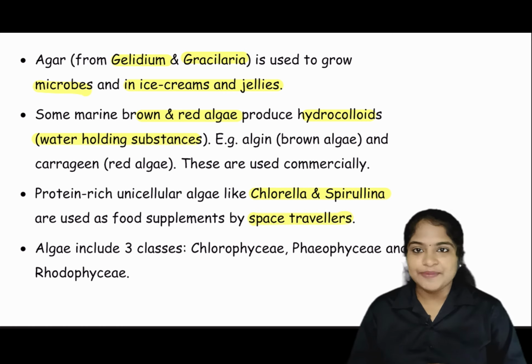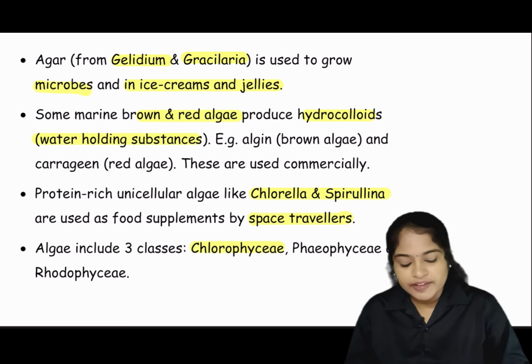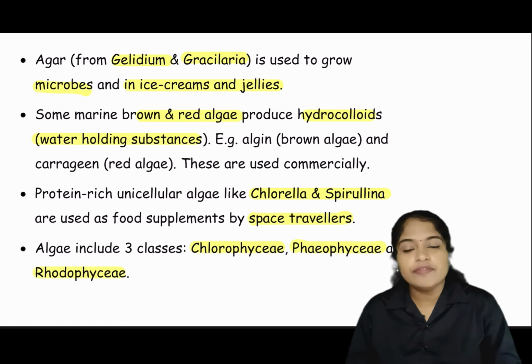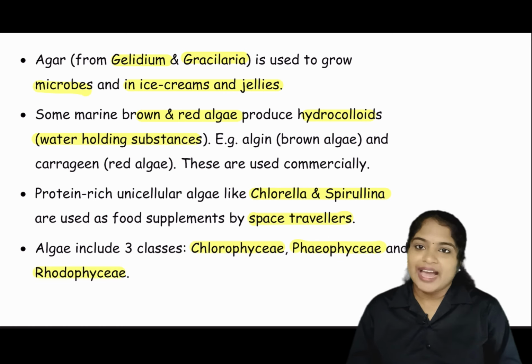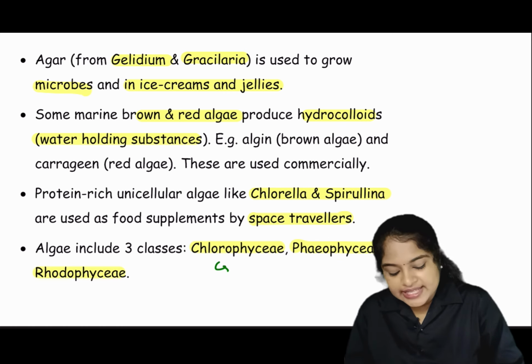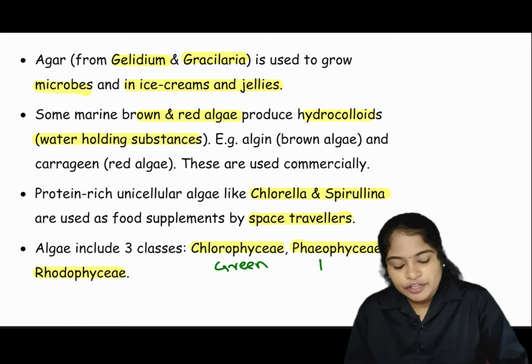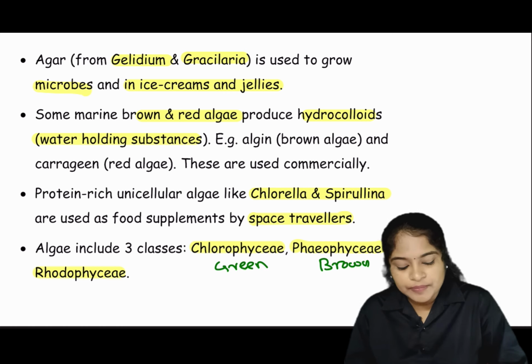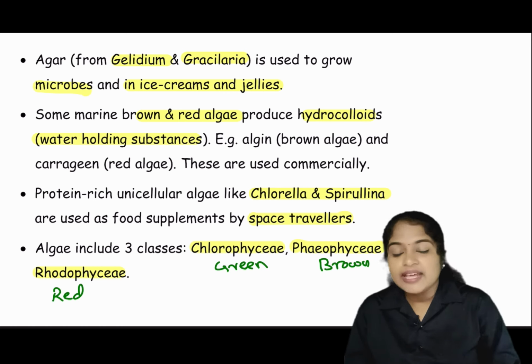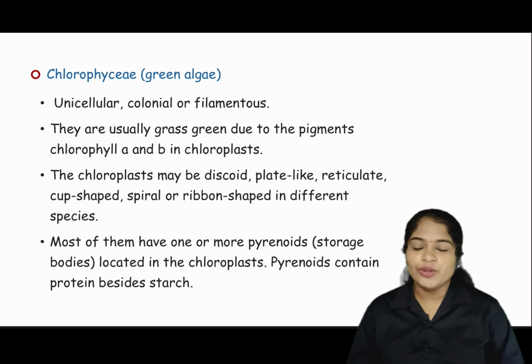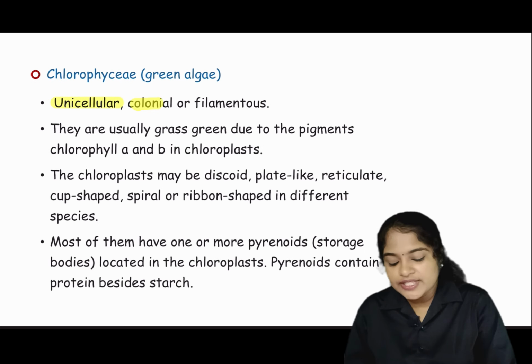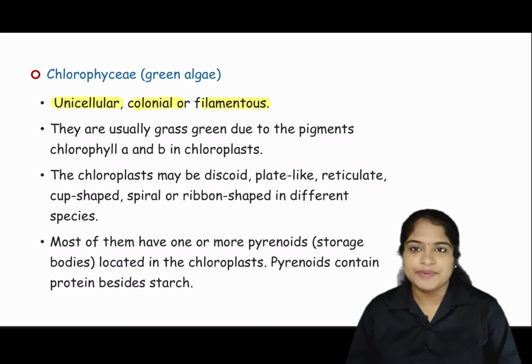Now coming to the different types of algae present. Chlorophyceae, Phaeophyceae and Rhodophyceae are the different types of algae. Chlorophyceae is the green algae, Phaeophyceae is the brown algae and Rhodophyceae is the red algae. Now let us move on to Chlorophyceae, or green algae. Unicellular, colonial or filamentous forms are present.